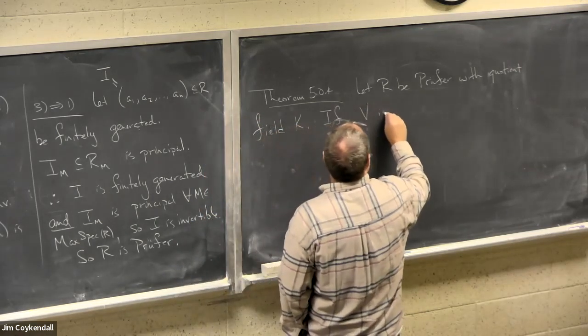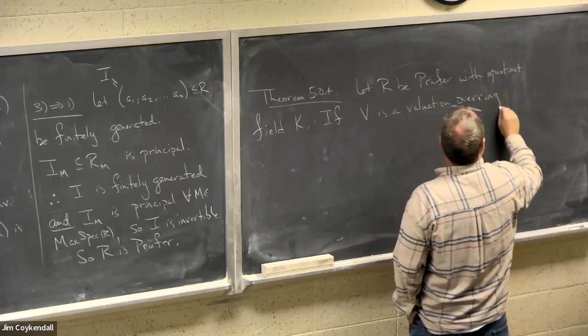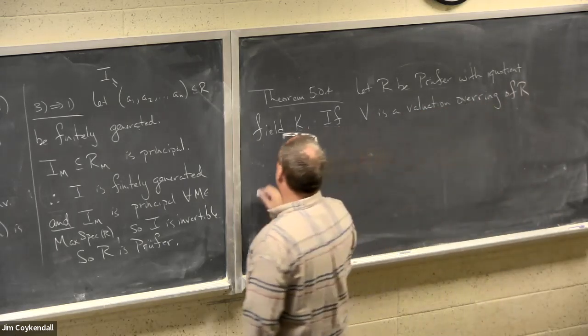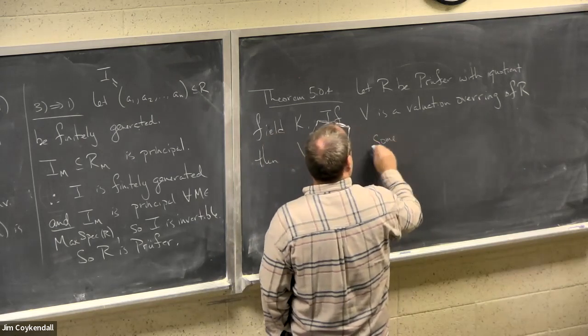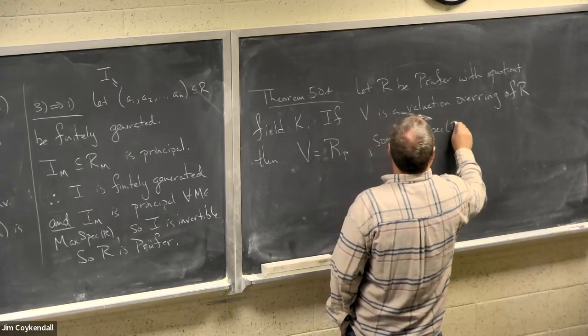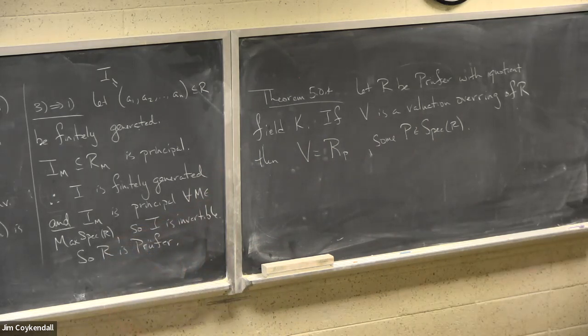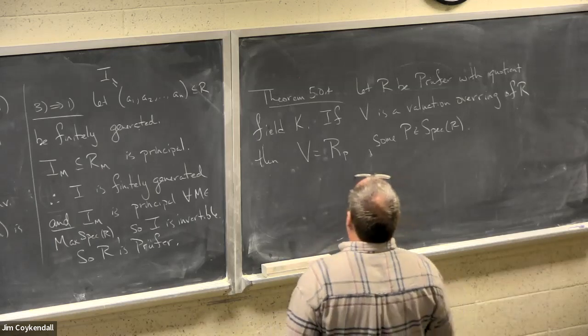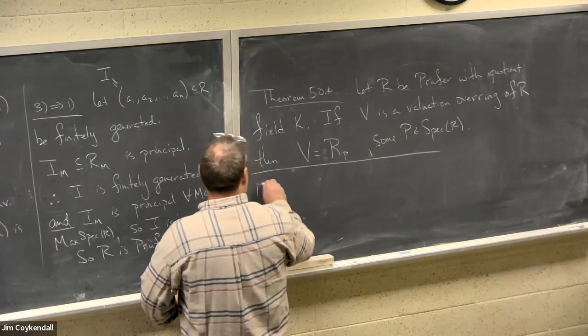If V is a valuation overring of R, then V is equal to R localized at some prime P in R. So here's the content of this. We already know that if you localize a valuation, a Prufer domain at a prime ideal, you get a valuation domain. This goes a step further and says, hey, not only that, but any valuation overring actually is a localization. So that is to say, all of the valuation overrings are achieved by localization. Here's an example. Here's a non-example.